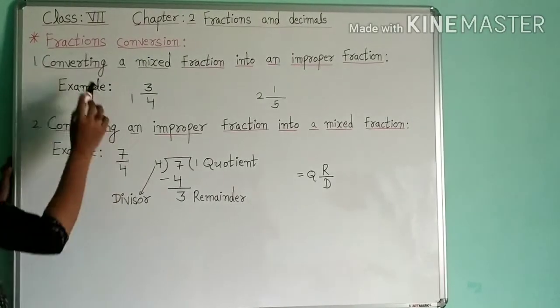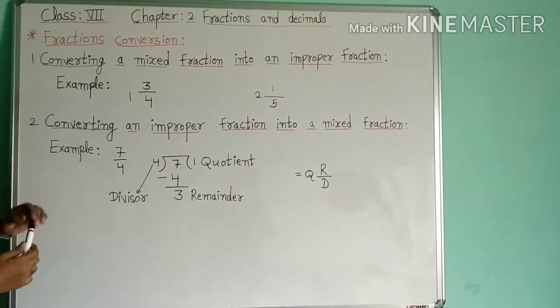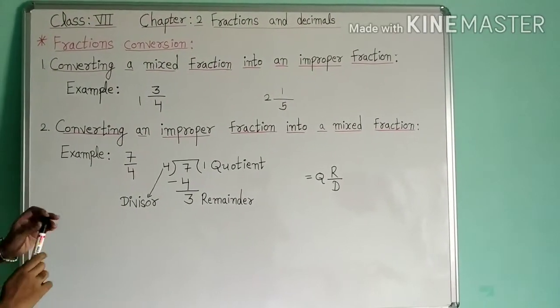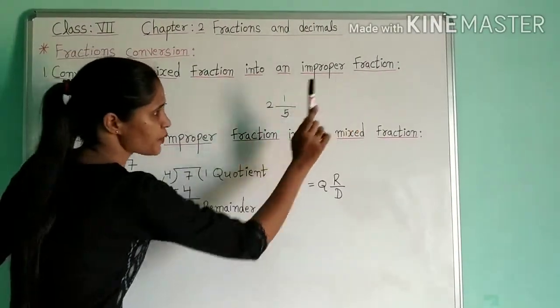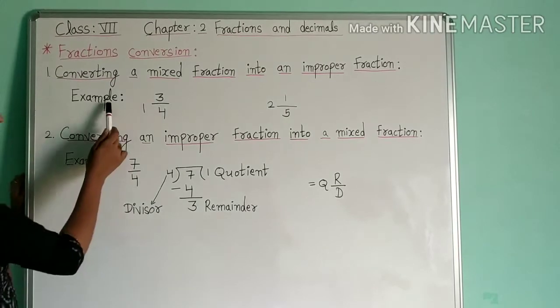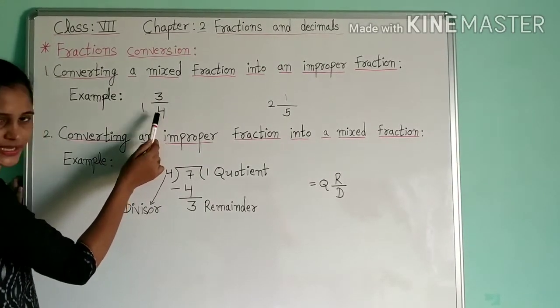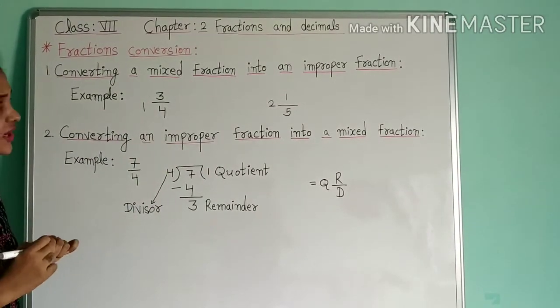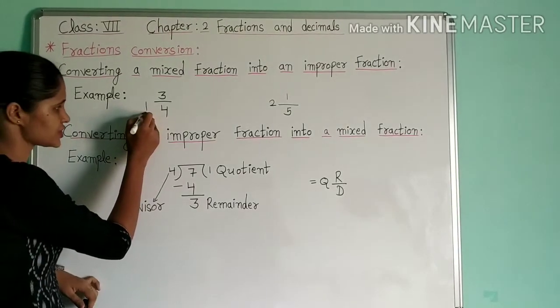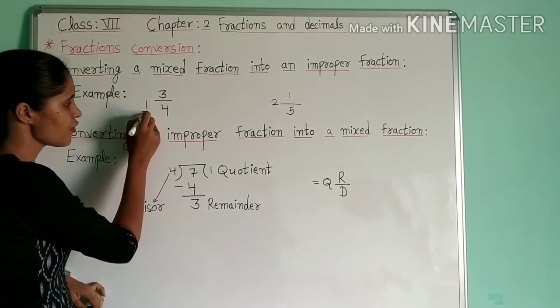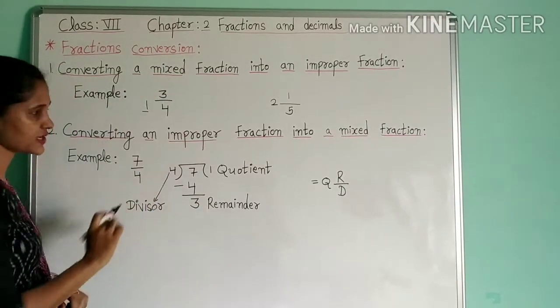Now we will learn about fraction conversion. So we convert the fraction. The first one is converting a mixed fraction into an improper fraction. See, I will take a mixed fraction example. How do we convert it into an improper fraction? See, this is a mixed fraction, which means it is a mixture of a whole number and a fraction.